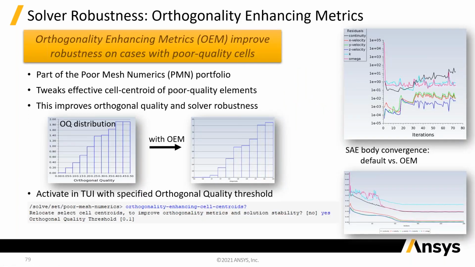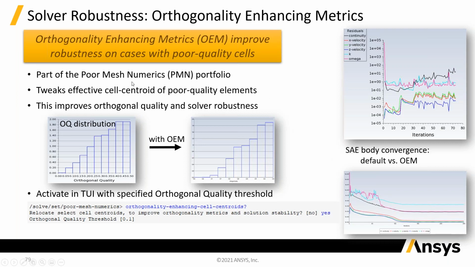This is just going back to the very beginning of where we started, if you like, today almost, in this new orthogonal quality methodology. So what you can do is there's this new option under Poor Mesh Numerics of orthogonality enhancing cell centroids. Hit it yes and set a quality, and that doesn't use the orthogonal quality, it uses this new orthogonal quality here and improves things. So you can see here is a case that's going nowhere and a case where once you've done this, it's all improved.